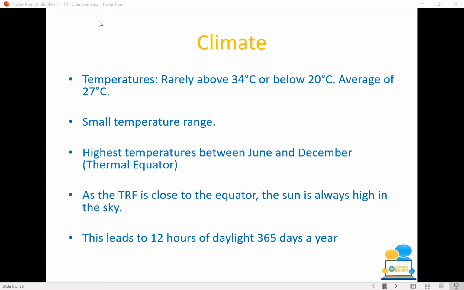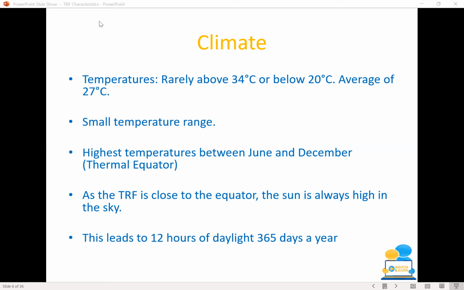Now, the highest temperatures do happen between June and December, because of the thermal equator. So that's when it's at its hottest. You're going to see your temperatures climbing up around that 30-degree mark, but rarely above, as we said, 34 degrees. And as the tropical rainforest is close to the equator, the sun is always very high in the sky. This means that the trees and plants are all growing up towards that sun. And as you're going to see, that's going to have a major impact on how the rainforests grow and their formation and the different layers that we find within a tropical rainforest that we're going to discover.